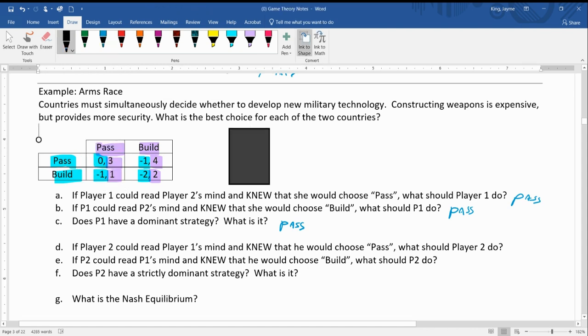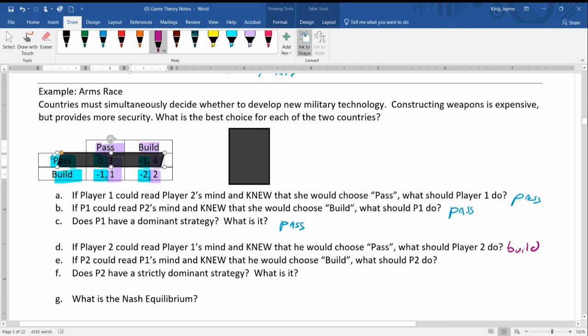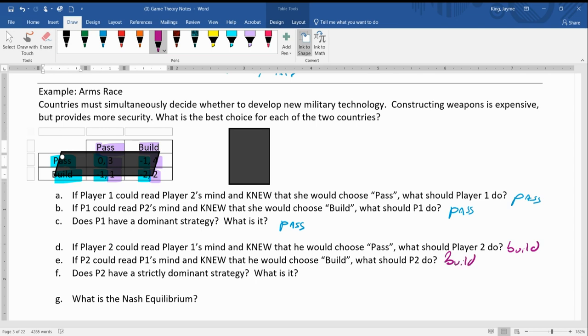All right, now let's do the other player. This time I'm crossing out this one. There we go. What would be the better outcome here? Well, their outcomes are either 3 or 4. They should choose to build. And if this was the other one, what are their two outcomes? Either 2 or 1. 2's better, so they should again choose to build. So their dominant strategy would be to build.